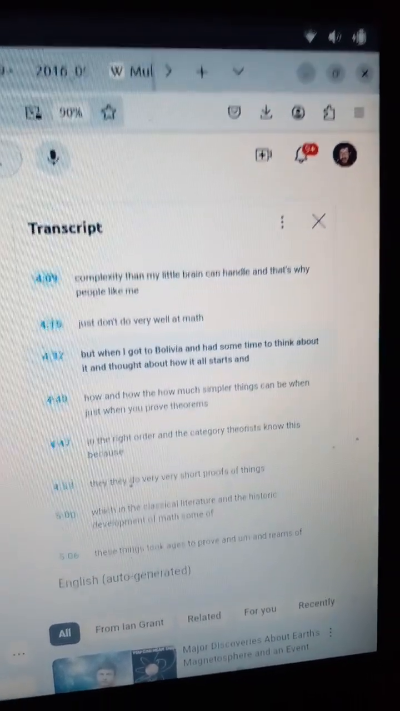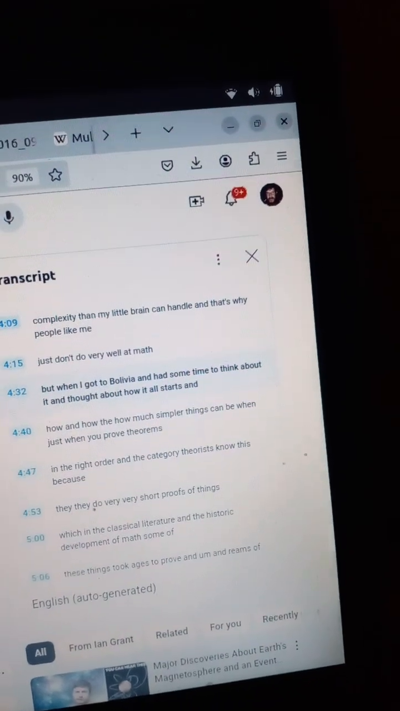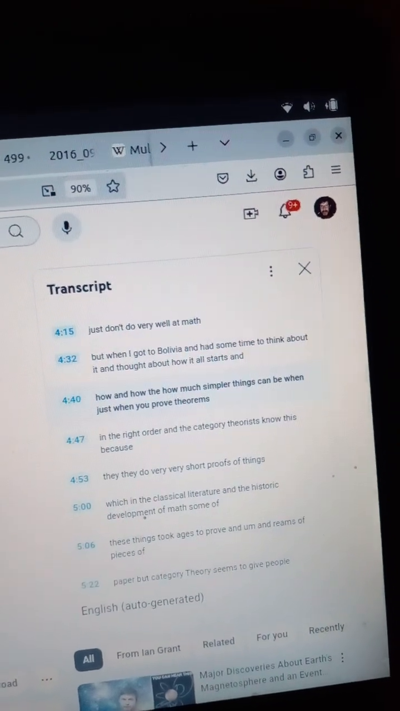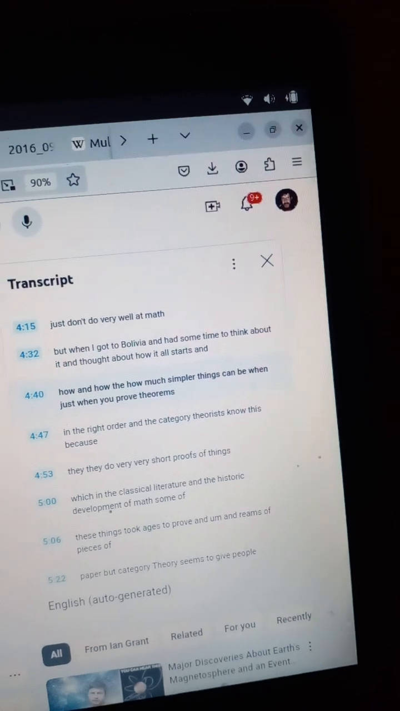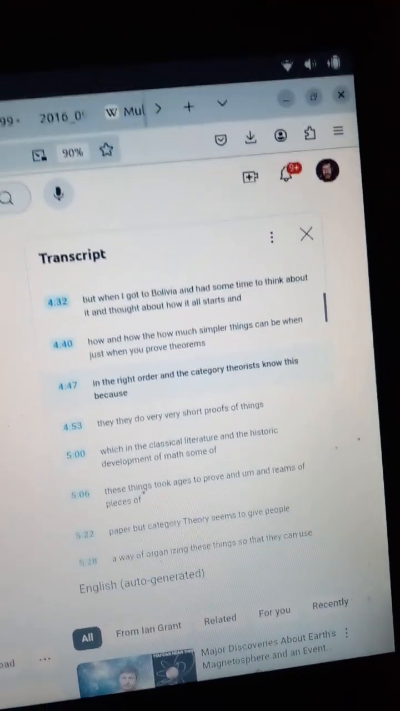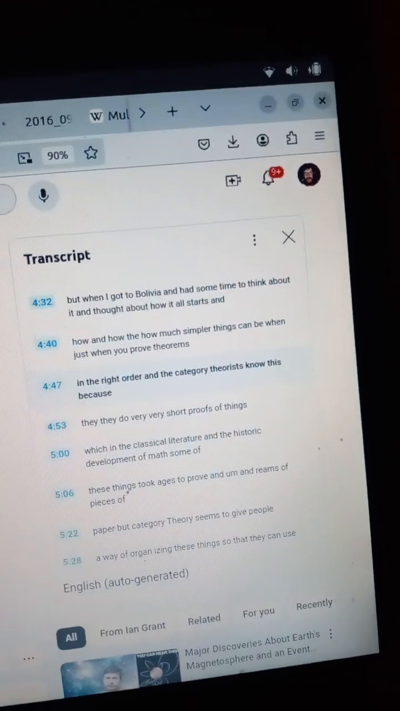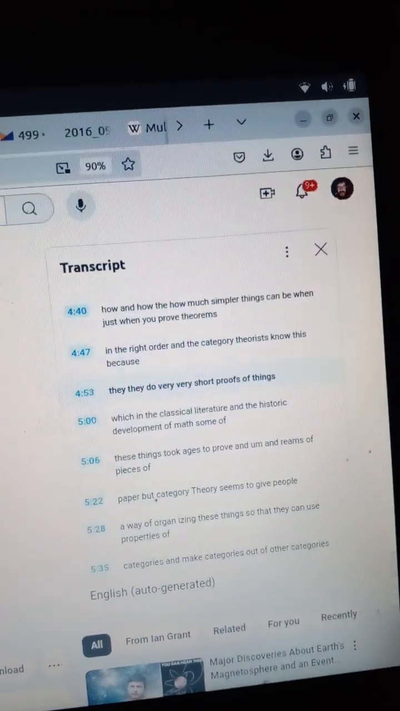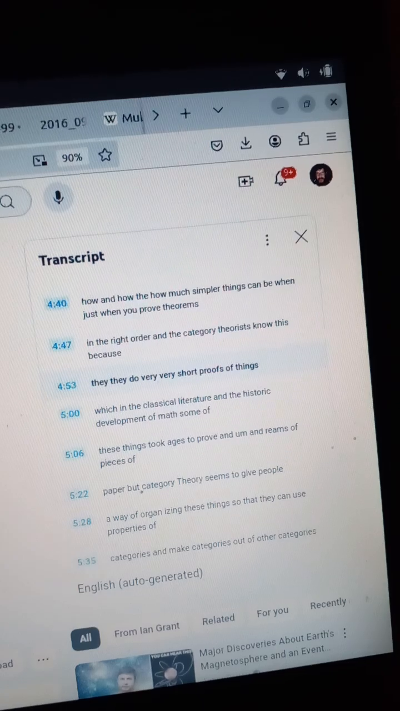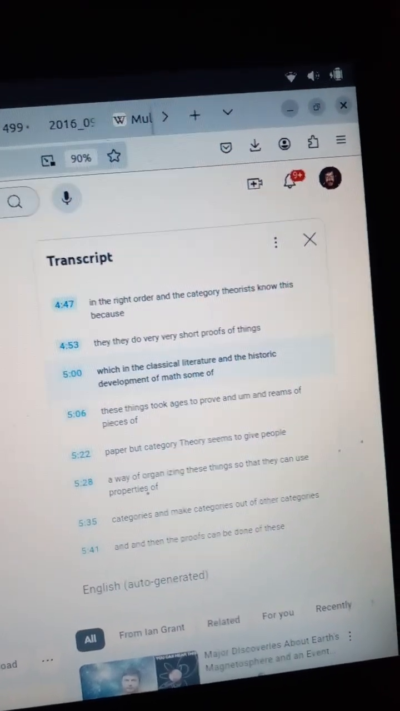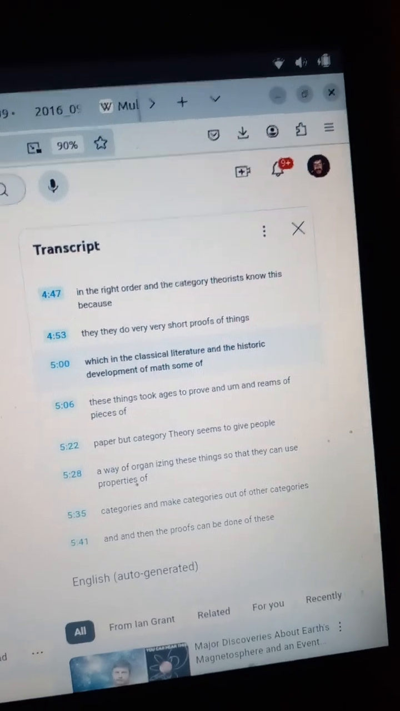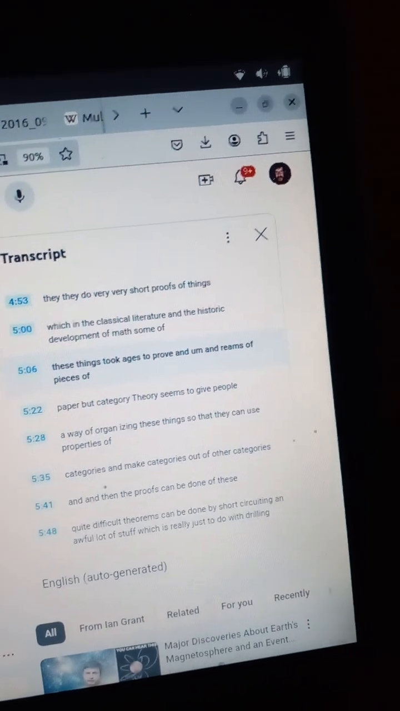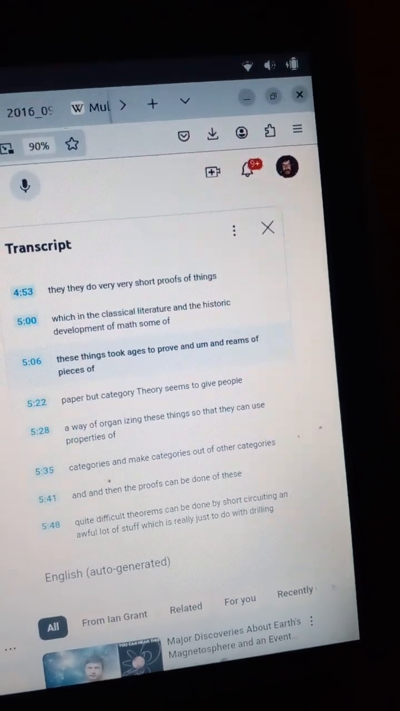But when I got to Bolivia and had some time to think about it and thought about how it all starts and how much simpler things can be when you prove theorems in the right order. And the category theorists know this because they do very, very short proofs of things which, in the classical literature and the historic development of math, some of these things took ages to prove, and reams of pieces of paper.